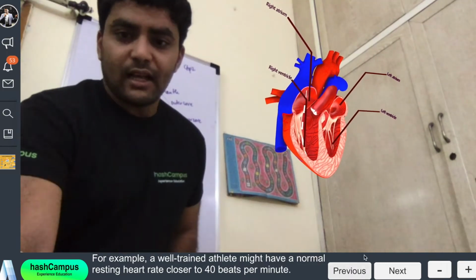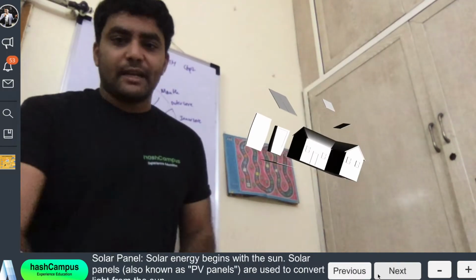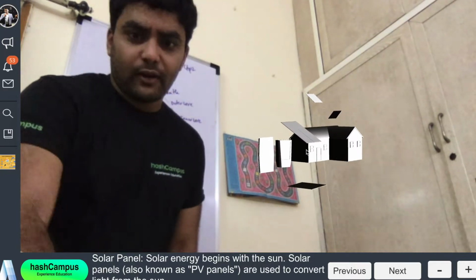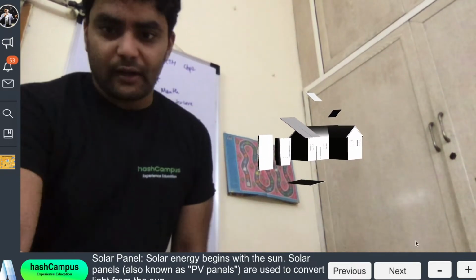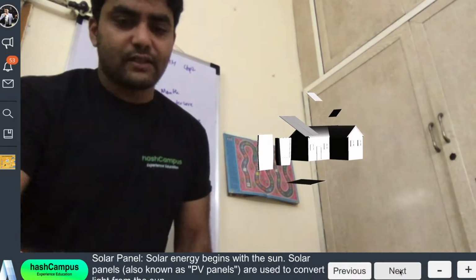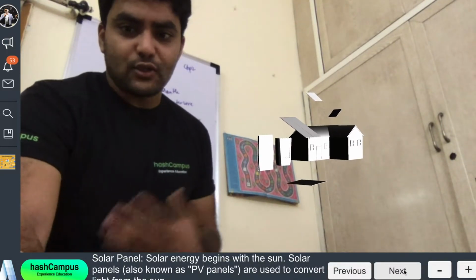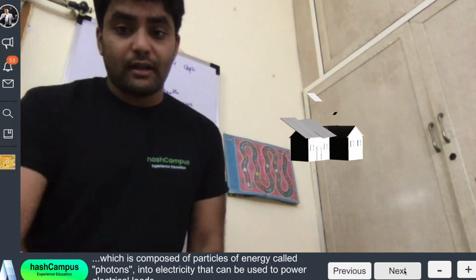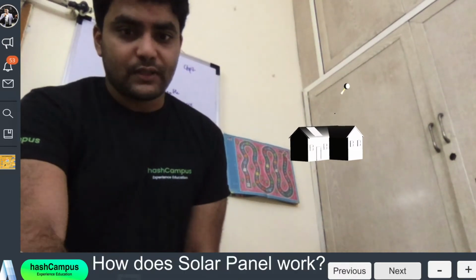objects. Now let us say I want to explain about a solar system. I think the colors are losing out for now, but yeah, I'll skip this part. A solar system, on how solar panels can be used as an alternative source of renewable energy and how it works.